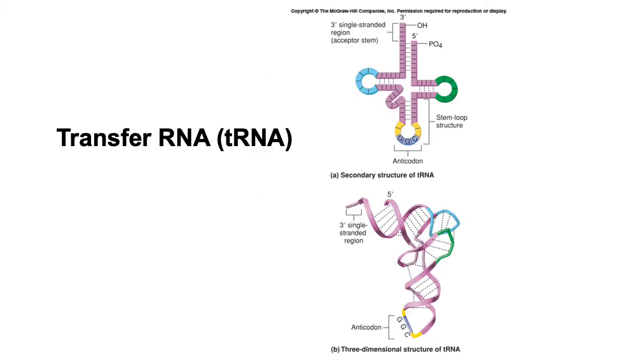So one really important player in translation is what's called the transfer RNA, or the tRNA. So this is not a messenger RNA. It is an RNA molecule, and you can see in the top diagram here, it's a single-stranded piece of RNA, but because of the sequence of the RNA, it actually folds on itself. So it complementary base pairs with itself, forming this interesting three-dimensional structure.